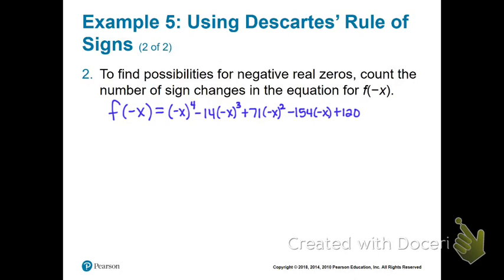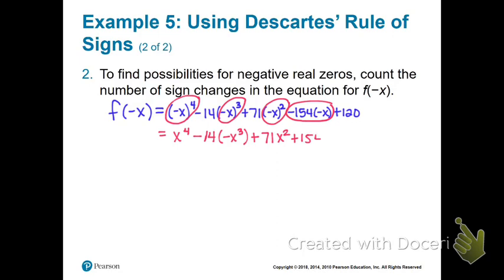Alright, so let's simplify this. So what is negative x to the 4th? What is a negative raised to an even exponent? Positive. So this is going to give me positive x to the 4th. I have minus 14 times, what is a negative x raised to the 3rd? What is a negative raised to an odd exponent? Negative. Okay. Plus my 71. What is negative x squared? It's positive. And here I'm going to multiply them. What's negative 154 times negative x? Positive 154x. And then just bring down your plus 120.